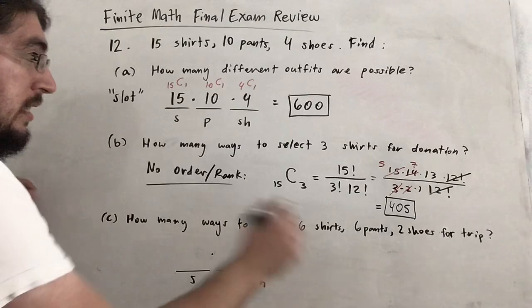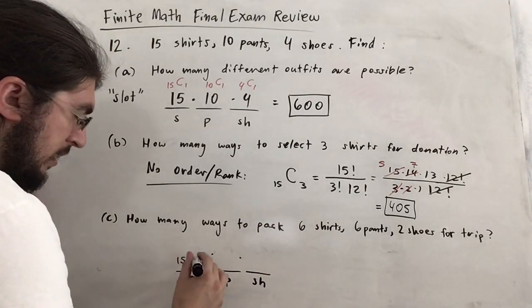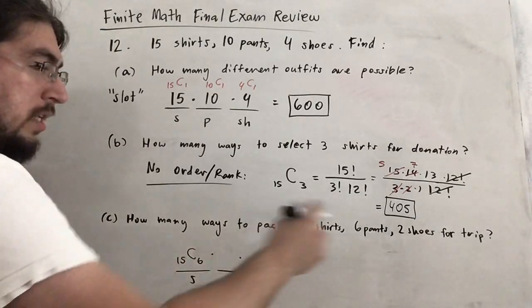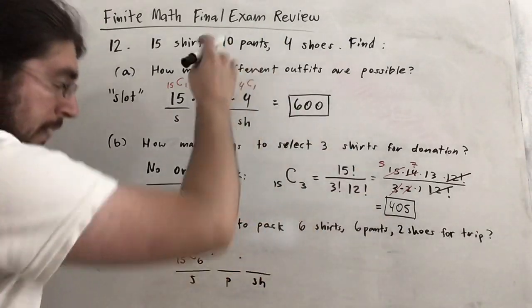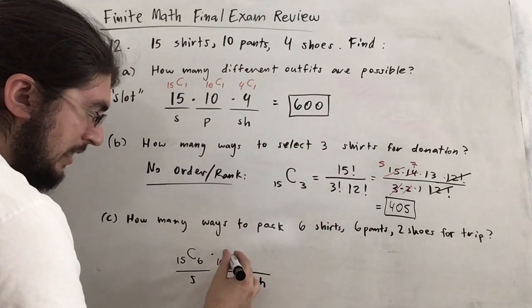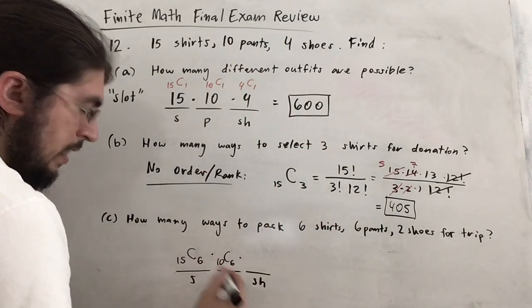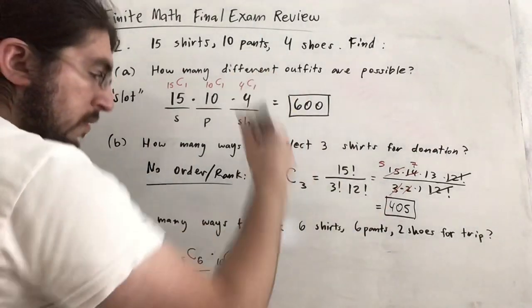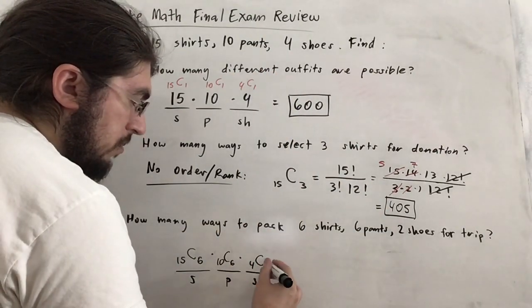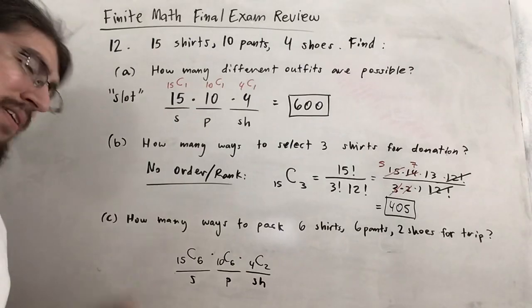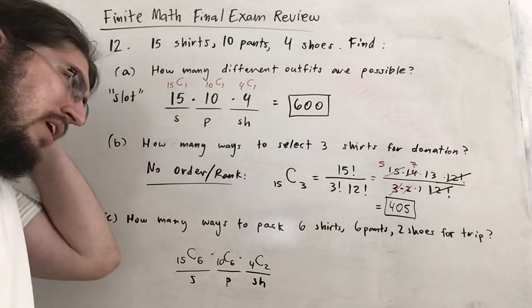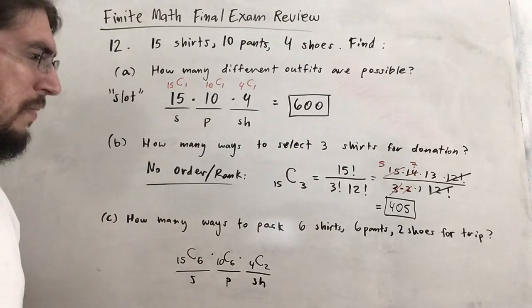Now we're selecting 6 of the 15, so this is 15C6. We're selecting 6 of how many pants? 10 pants total. So it's 10C6. And then for shoes, we're picking 2 of 4, so that's 4 choose 2. And from here, I guess we can use our calculator because it's going to be a little much to do by hand.